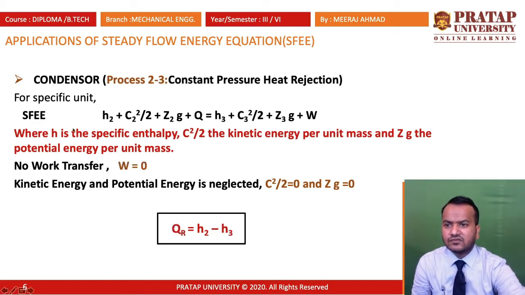Now come to the other device, the condenser. In the condenser, the process is 2 to 3, constant pressure heat rejection. This is the inlet condition and this is the outlet condition. We know that the condenser doesn't do any work, so the work should be 0, and kinetic energy and potential energy should be neglected. So these assumptions should be put into the steady flow energy equation. Then you get QR, the heat rejected, equal to H2 minus H3.